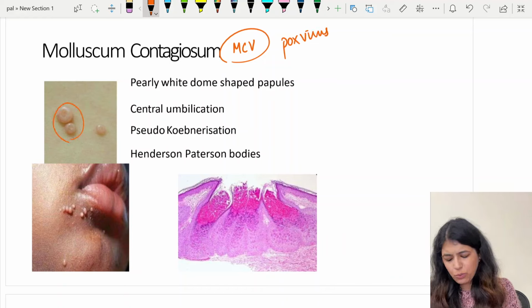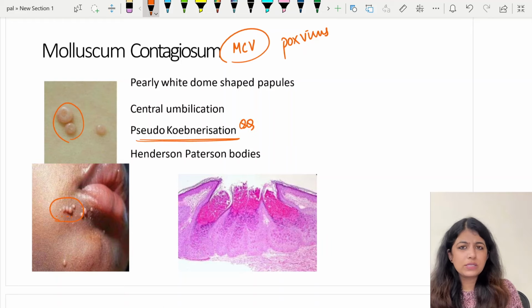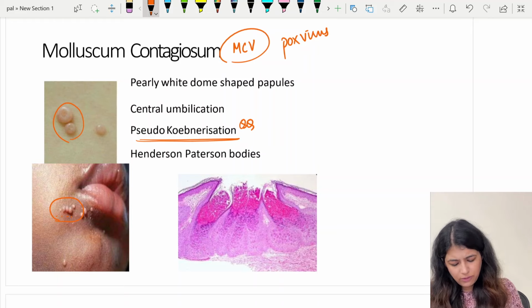It presents as pearly white dome-shaped papules with a central umbilication. You see that some lesions of molluscum here are present in a line. This particular thing is called pseudo-Koebner phenomenon. So molluscum is one of the causes of the pseudo-Koebner phenomenon.